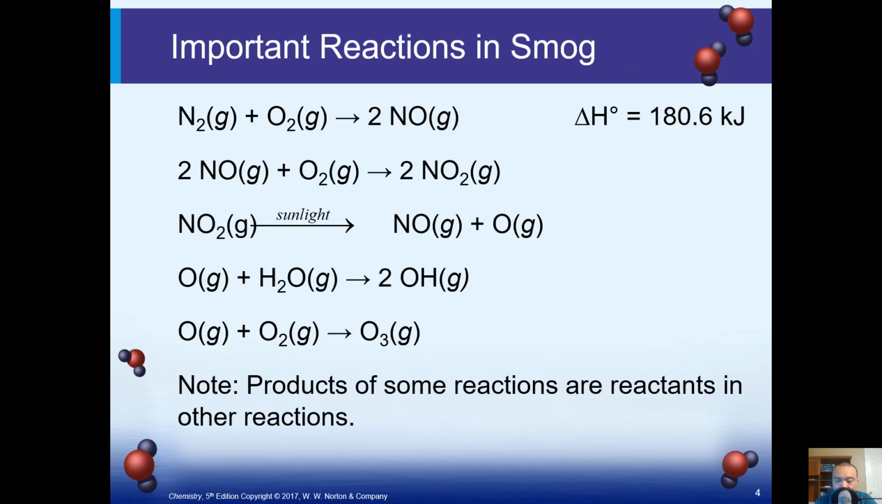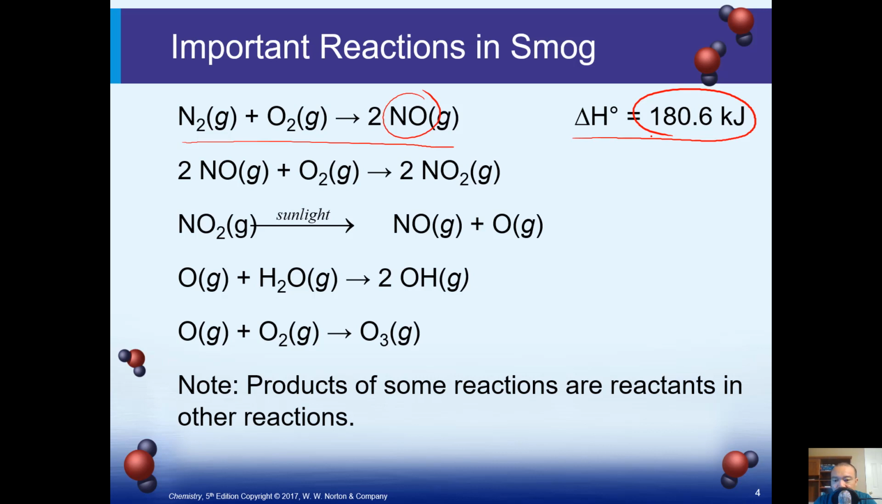Consider the various reactions involved in the creation of a photochemical smog. The first reaction takes place within the internal combustion engine and involves the reaction between nitrogen and oxygen to form nitrogen monoxide. This reaction is highly endothermic, but the high temperatures within the combustion engine make it possible for this reaction to proceed.